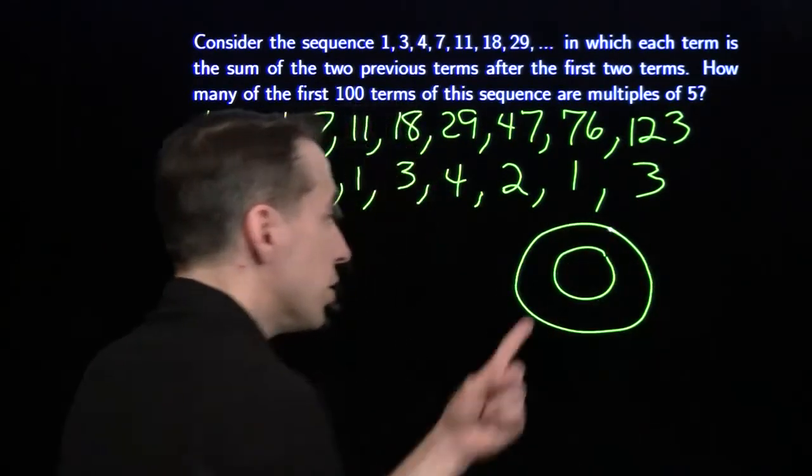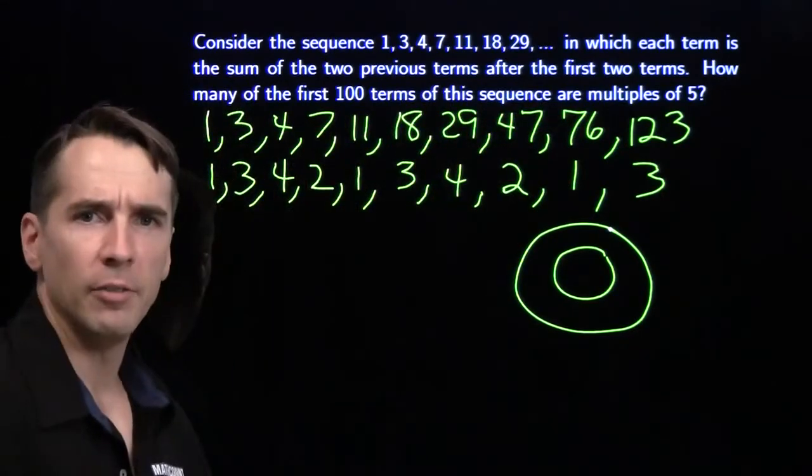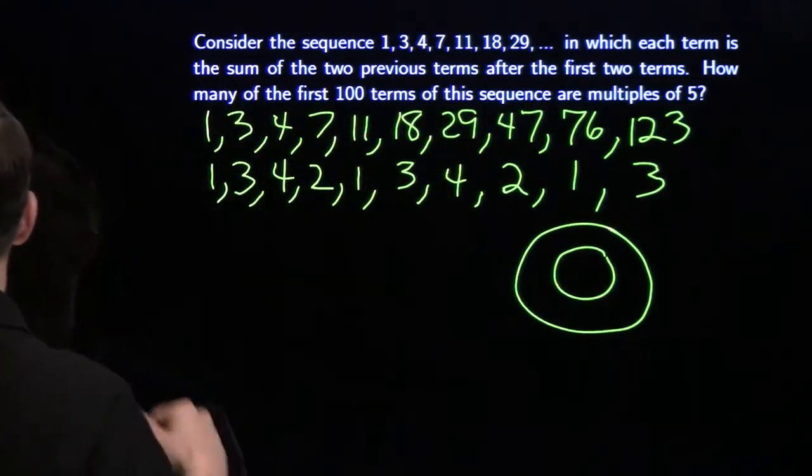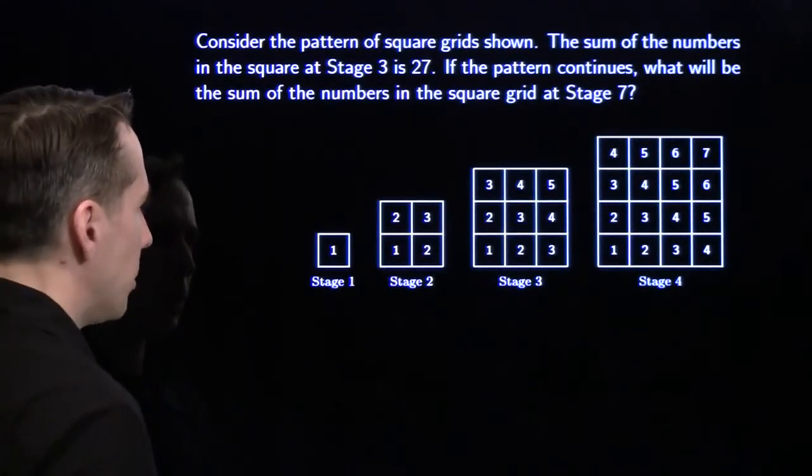So when we finally hit a 0 is when we write down the answer. There are 0 multiples of 5 in the first 100 terms. Now let's take this strategy on to a problem with a lot more numbers in it.